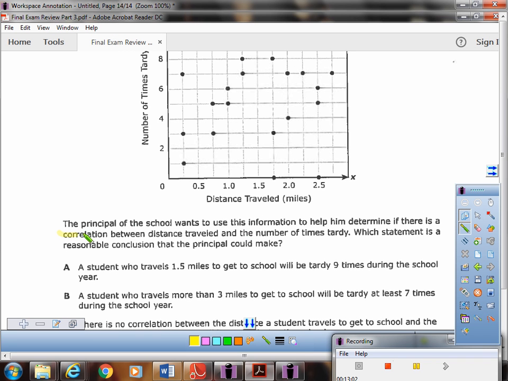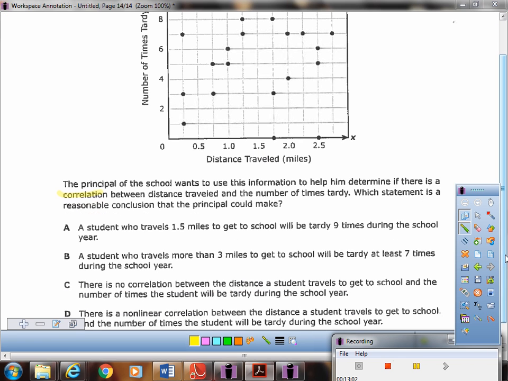So does there seem to be a correlation? Because there's positive, negative, and no correlation. Does that look like a positive correlation? No. A negative, or like no correlation? Yeah, it's pretty scattered. So we want to look for that statement that says that there's no correlation. You guys see it right here. There's no correlation between the distance a student travels to get to school and the number of times it would be tardy. So C. So when you see the points very scattered like that, you can't really tell if they're going up or coming down, then you need to pick no correlation.